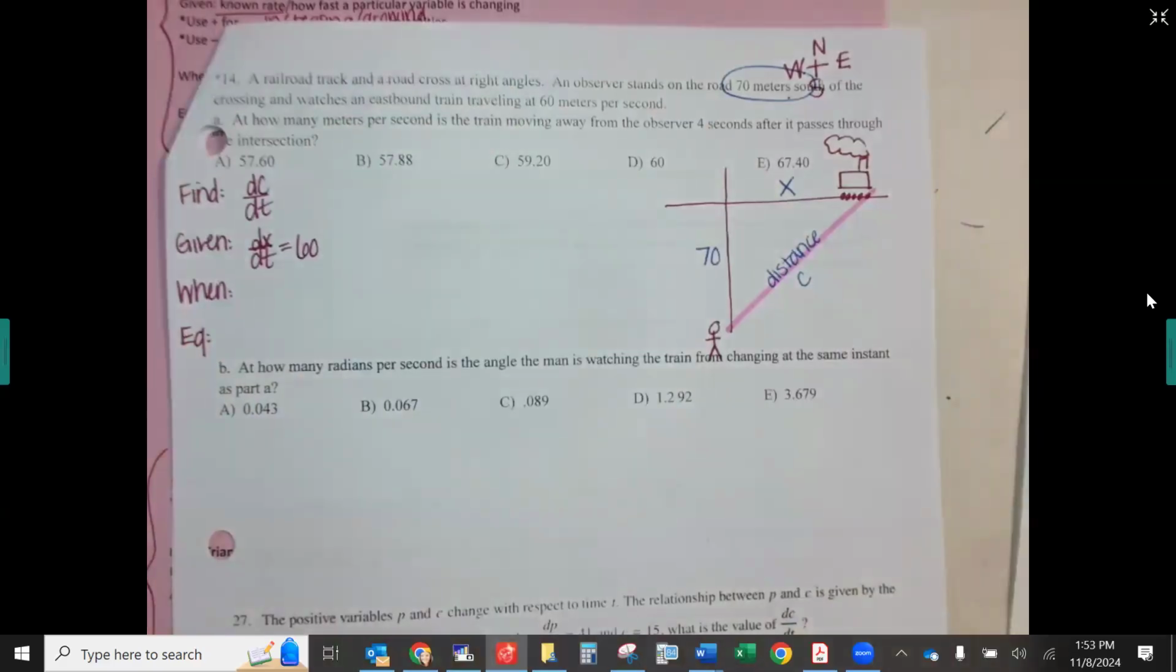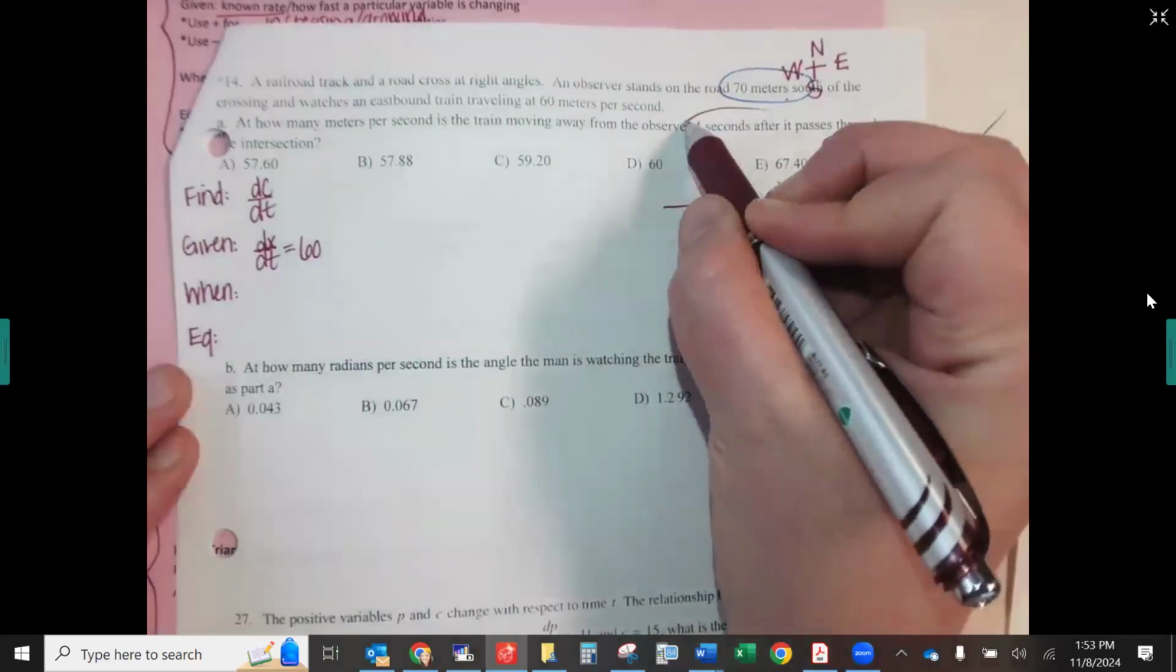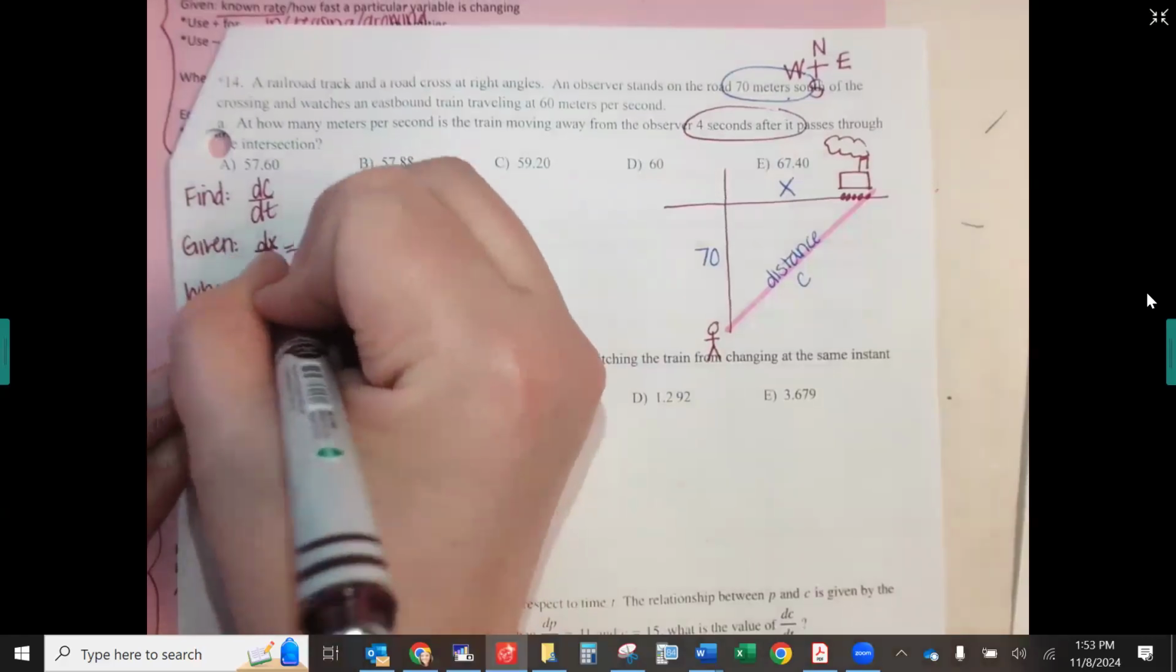Okay, this is very important. You'll have to do this on your test. It says 4 seconds after it went through the intersection. So let me remind you, the train is going 60 meters per second, and I'm going to wait 4 seconds. How far will the train make it in 4 seconds if it's going 60 meters per second?